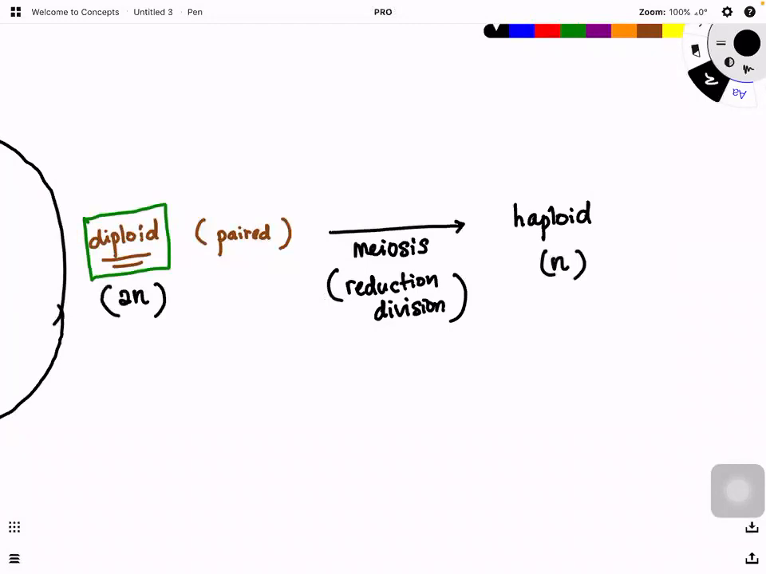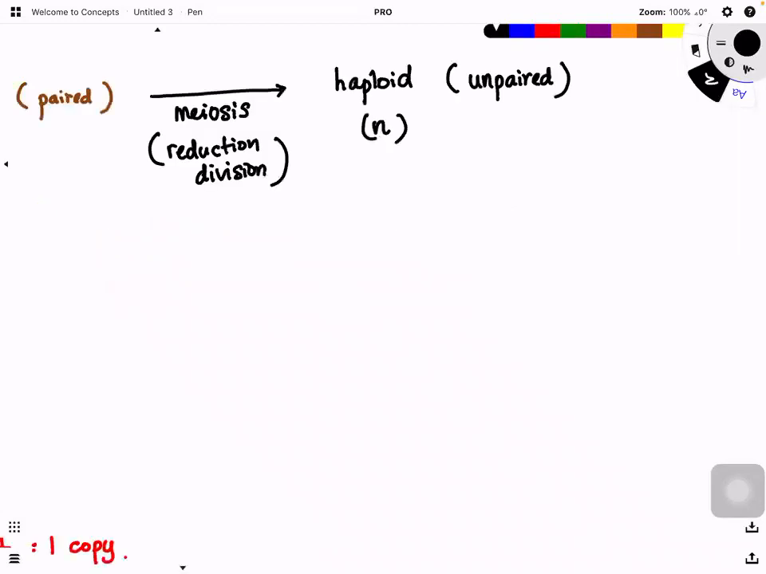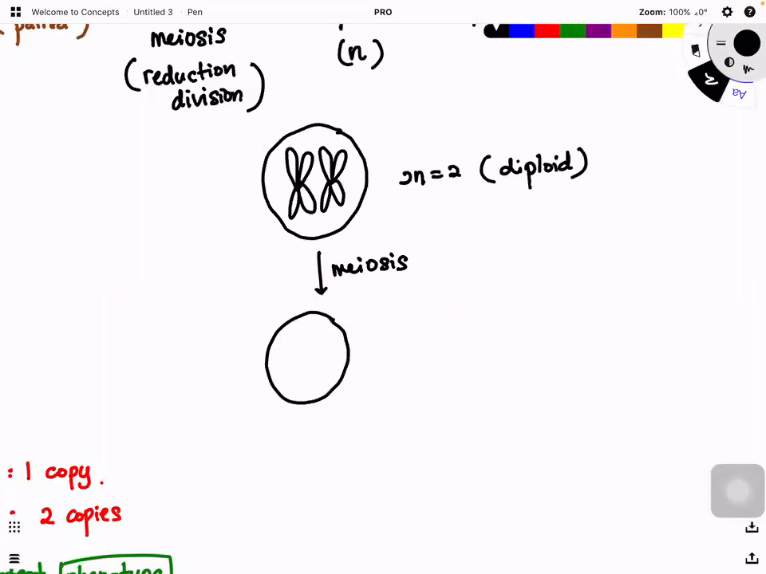It doesn't mean that we only reduce the number, but we have to make sure that the chromosomes are now unpaired. They no longer have the homologous chromosome anymore. So if I started with a cell with homologous chromosomes, at the start this is 2n equal to 2, so it's a diploid. After meiosis, we're going to get two cells, each of them with only one set of chromosomes.